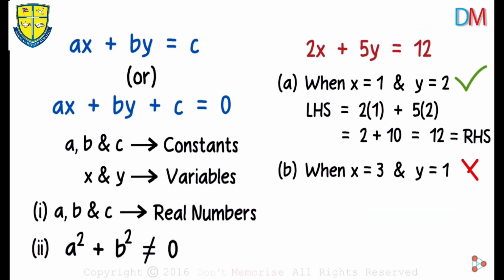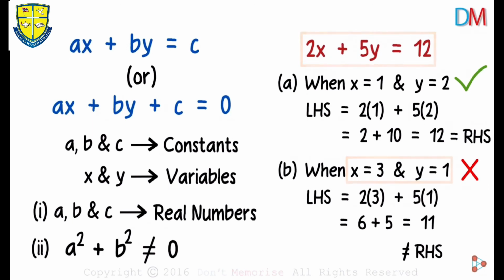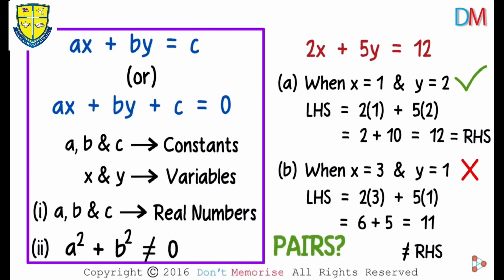The answer is no. If we substitute these values on the left-hand side, we get a value of 11 which is not equal to 12. So this pair of values is not a solution to this equation. Now that we have a basic idea about linear equations in two variables, we can move on to looking at pairs of linear equations in two variables.